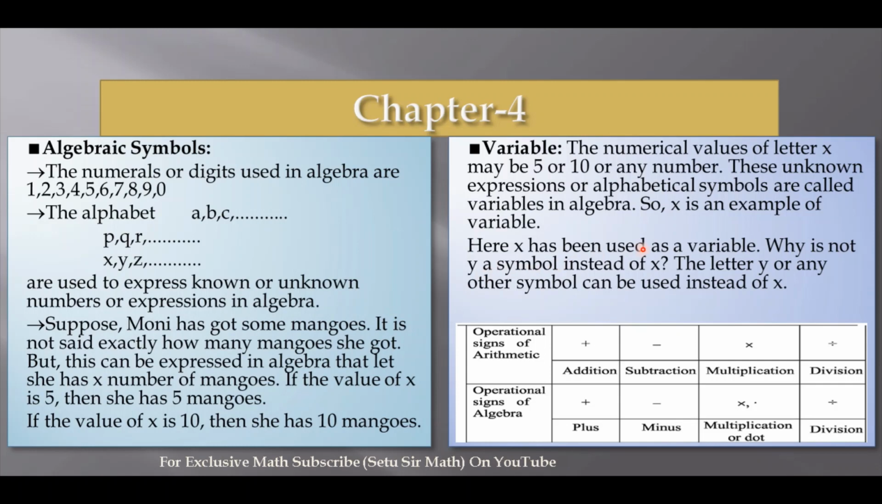As you can see here, X has been used as a variable. Y is also a symbol instead of X. The letter Y or any other symbol can be used instead of X. That means we can use.